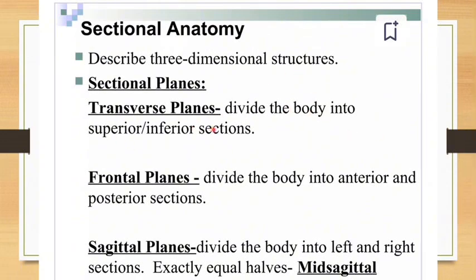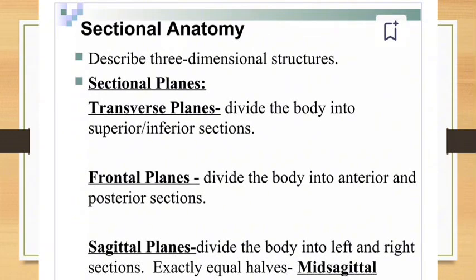Frontal plane or the coronal plane divides the body into anterior and posterior sections. Then the sagittal plane divides the body into left and right sections. I said when the plane divides the body into exactly two equal halves, that's mid sagittal. But parasagittal is when it divides the body into two unequal halves.